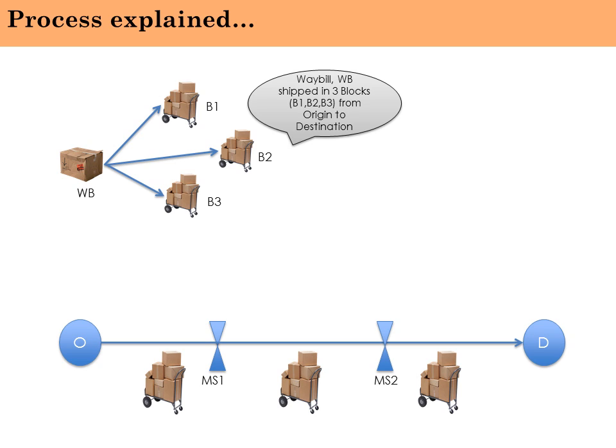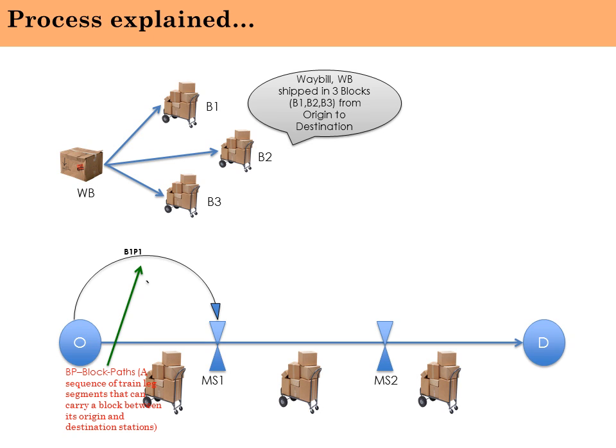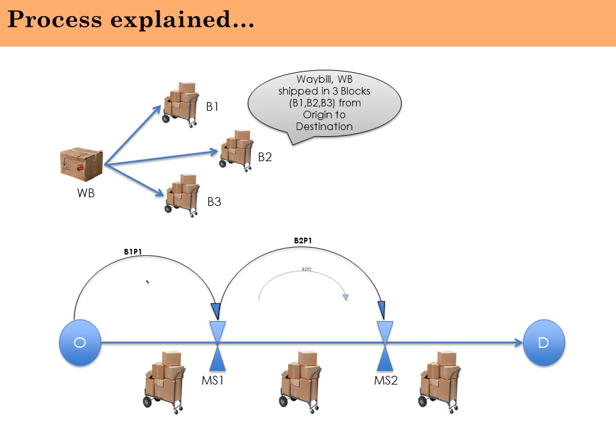Now in the system, each block can take a unique sequence of trains to travel from its respective origin to destination point. For example, block B1 can take different sequences of trains to travel from yard O to intermediate station MS1. Each such sequence is called a block path. In our example, block B1 has only one possible path, while block B2 and block B3 have three possible block paths available to them.